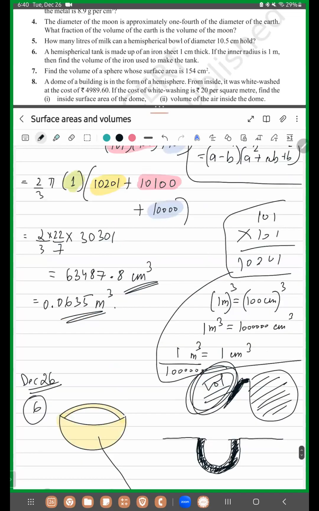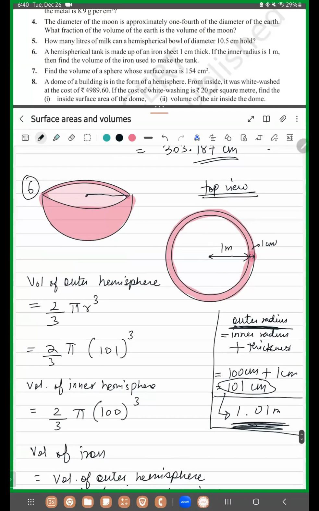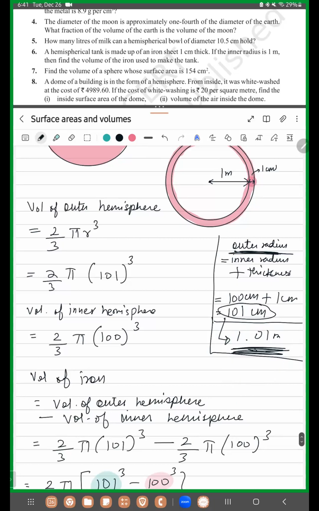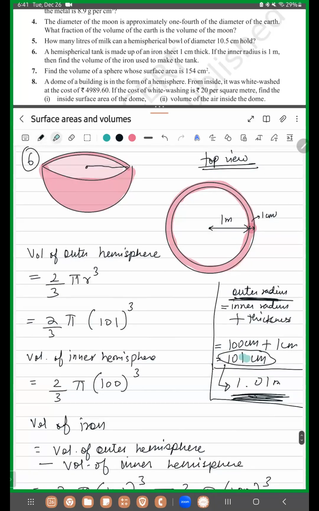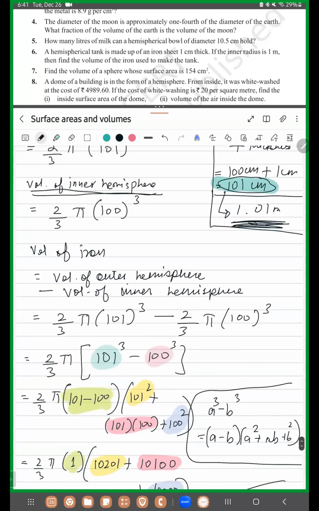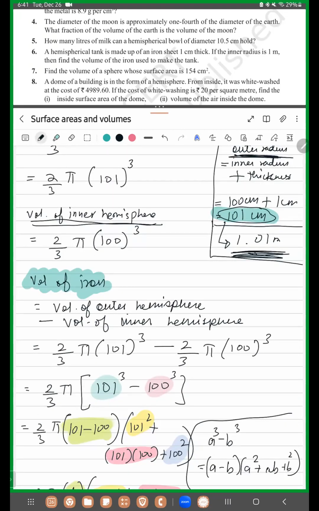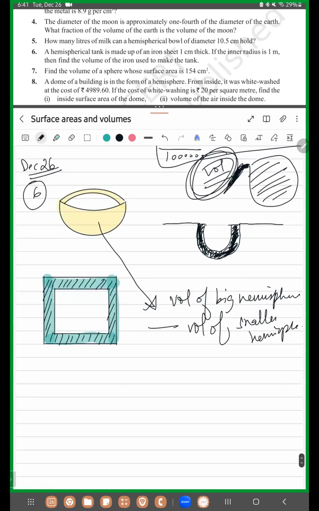Volume of the bigger hemisphere, we have found it. We had the radius, the outer radius was 1 meter plus 1 centimeter, which is 1.01 meters. Or if you want to find that in centimeters, it is 101 centimeters. So we have the outer radius, so we found the volume of the outer hemisphere. Then we have the inner radius, so we found the volume of the inner hemisphere. Then to find the volume of the metal, the volume of the iron, we did volume of outer hemisphere minus volume of inner hemisphere, and then from that point onward it was just the calculation.